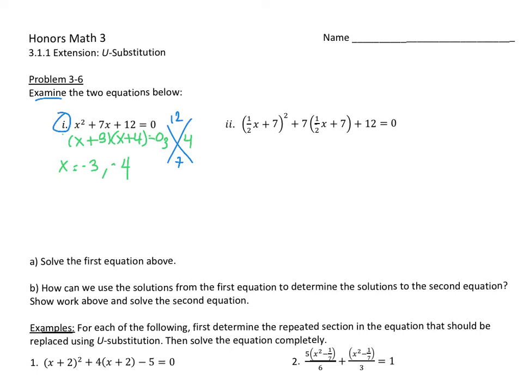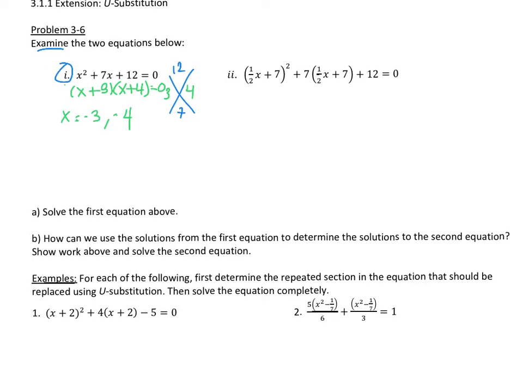Okay, so this next part B says how can we use the solutions from the first equation to determine the solutions to the second equation? So from the first to the second, how could we possibly use these solutions to solve that equation? So let's take a closer look and compare the two. X squared plus 7x plus 12 equals 0. 1/2 x plus 7 squared plus 7 times 1/2 x plus 7 plus 12 equals 0.